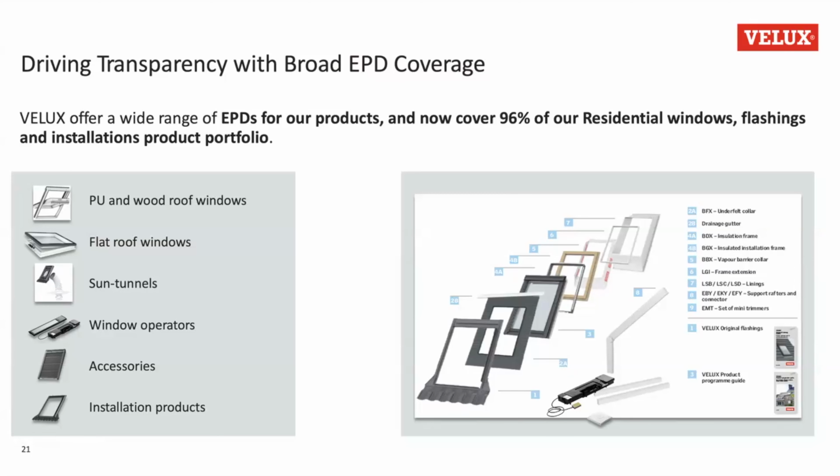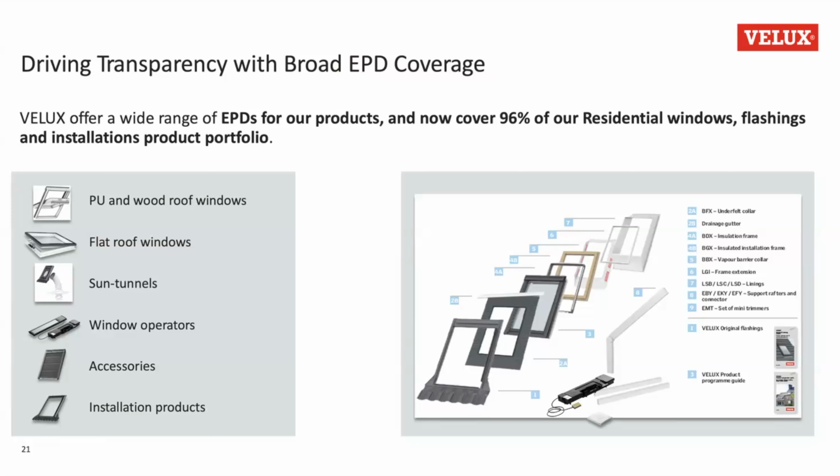So VELUX offers EPDs for a very broad range of products today, and we currently cover over 96% of residential products, including windows, flashing, and the installation products portfolio. This is important because it gives our customers, architects or consultants, access to verified EPDs. As I said, it's a very broad range of products. To give some examples, we have traditional PU and also wood roof windows. We have flat roof windows, sun tunnels, and window operators.